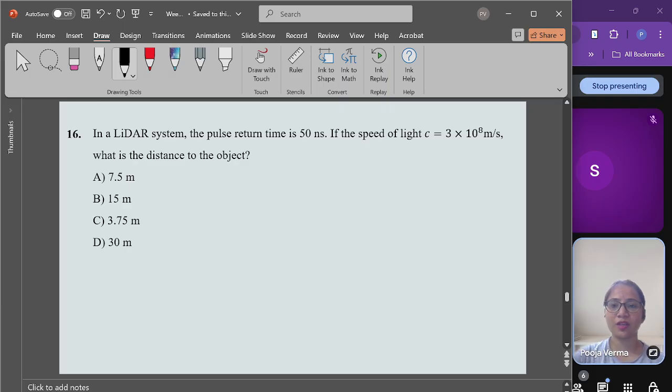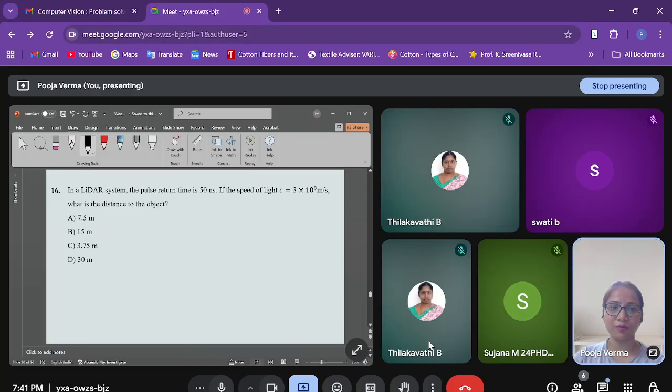Now our next question is: in a LiDAR system, the pulse return time is 50 nanosecond. If the speed of light, that is the predefined c, is equal to 3 into 10 to the power 8 meter per second, what is the distance to the object? We have studied this. So how can we calculate the distance if these values are given? Anyone have any idea? You have studied about this one.